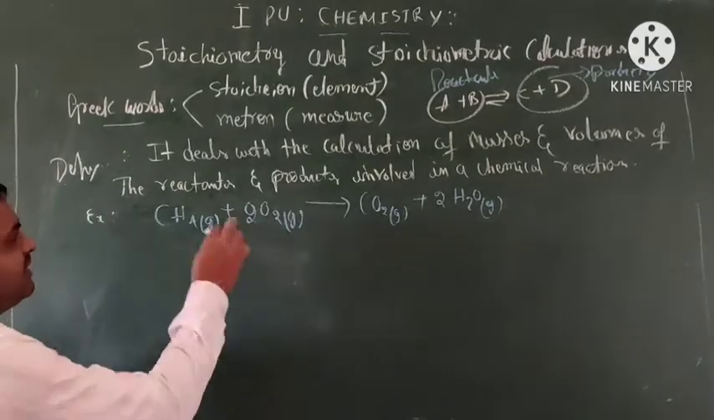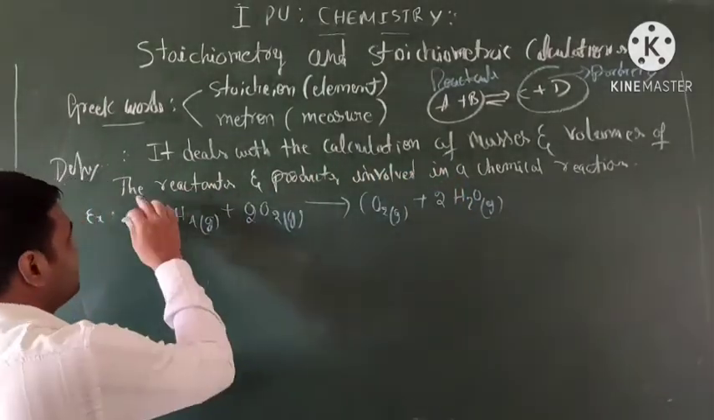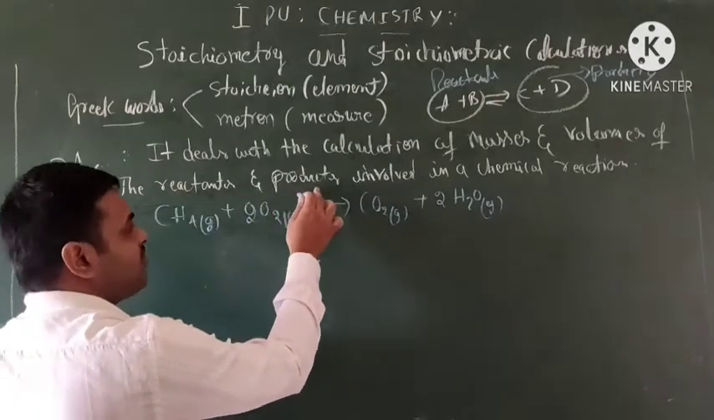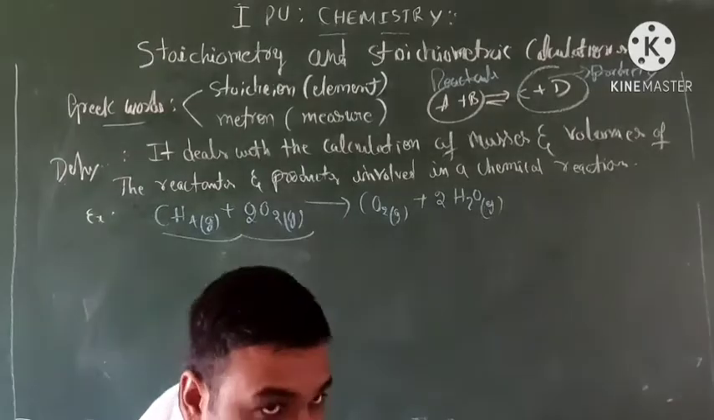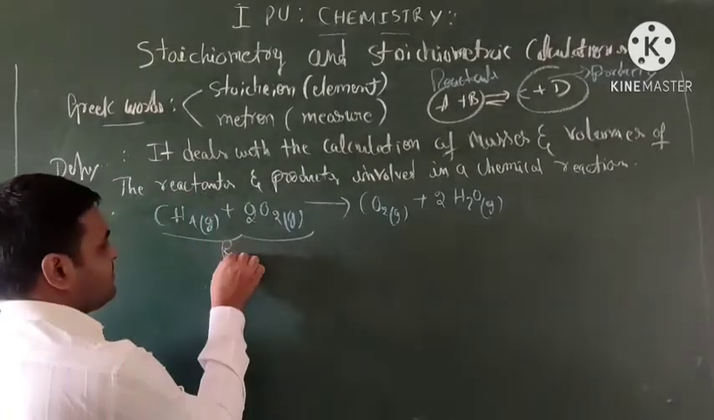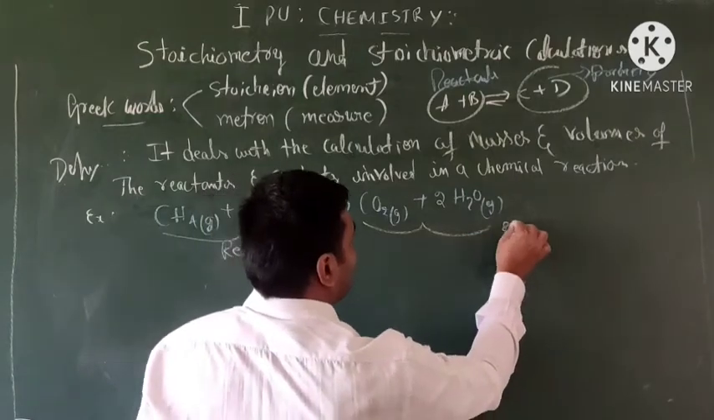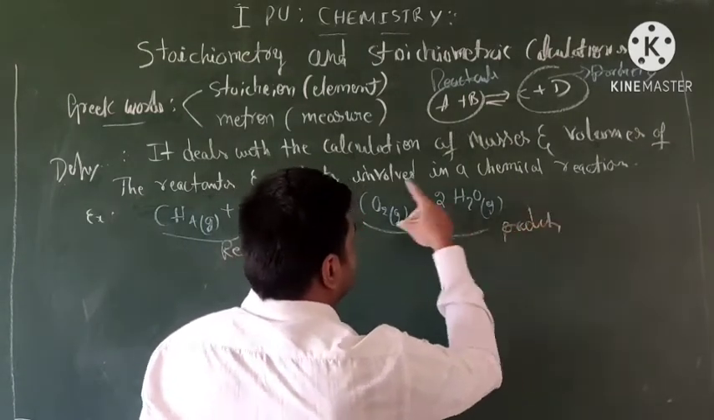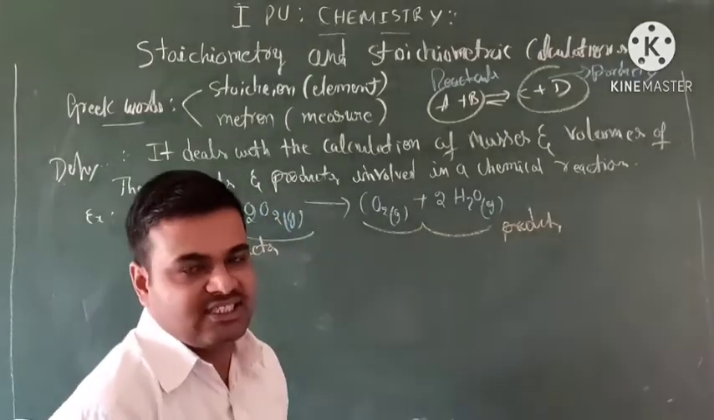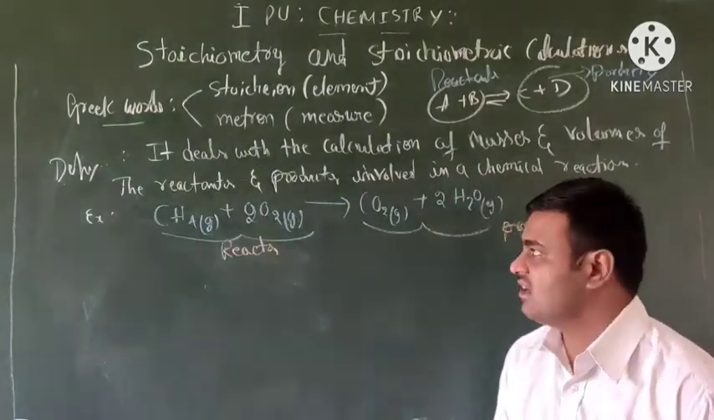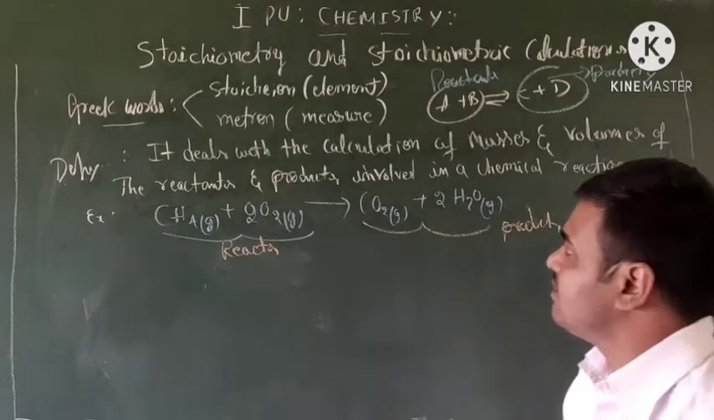So stoichiometry deals with the calculation of masses, sometimes volumes, of the reactants and products involved in a chemical reaction. Reactants, and products. This is called stoichiometry.